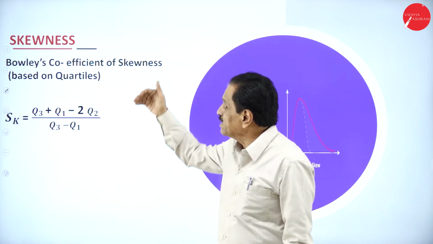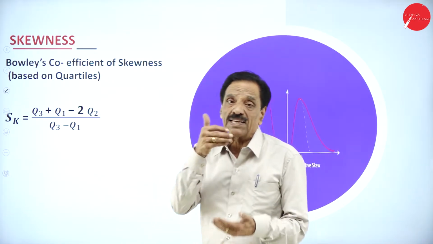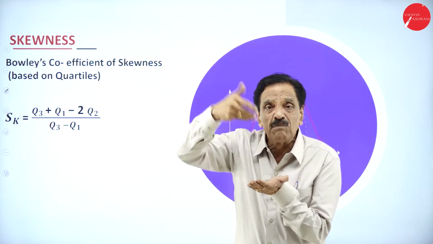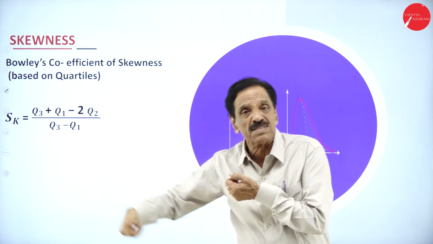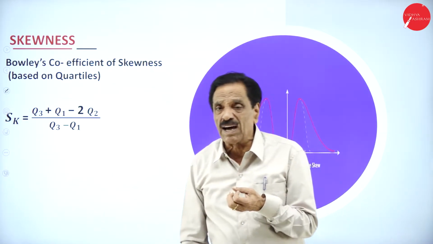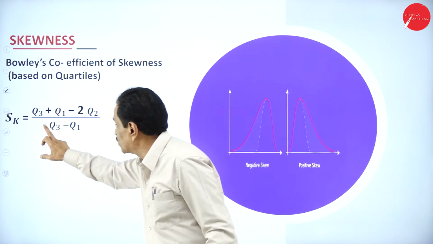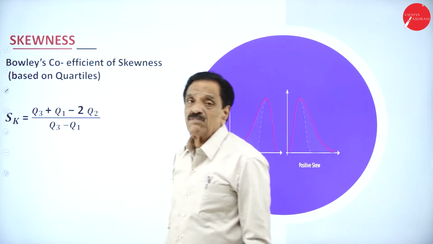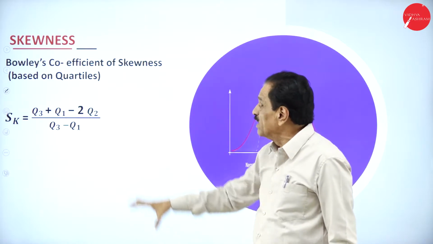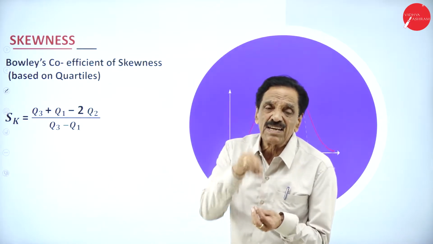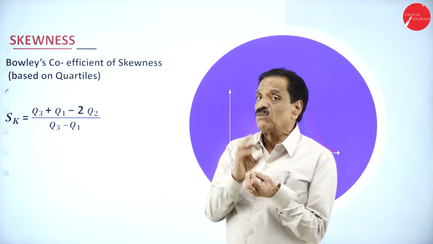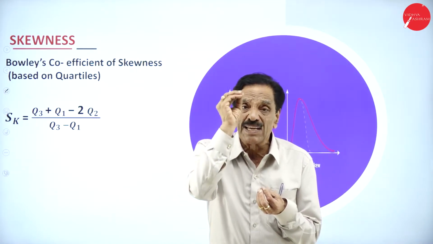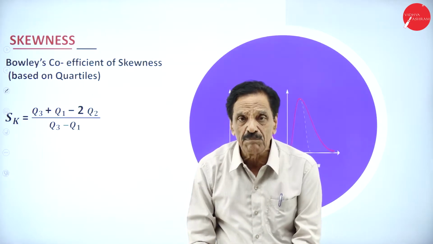Now, Bowley says we take the quartile as a base and find out how much skewed, how non-uniform it is. So he says Q3 plus Q1 minus 2Q2, divided by Q3 minus Q1. This is the formula. Whatever problem you solve, the answer should come less than 1. We'll go to the problem now.